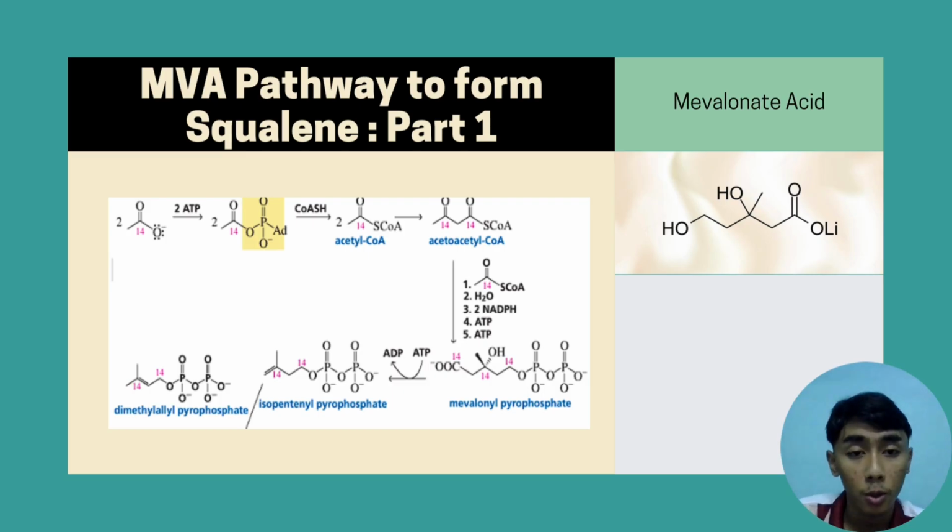So for the MVA pathway, we will have two parts, part 1 and part 2. In part 1, we will tell about how it starts from the acetyl-CoA compound to form the IPP product. So this is the figure that shows the synthesis of the MVA pathway to form squalene, and the upper right in this slide is MVA, whose full name is mevalonic acid.